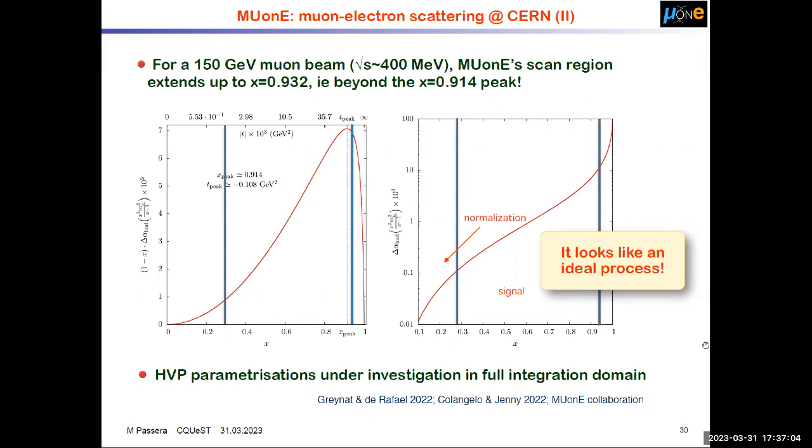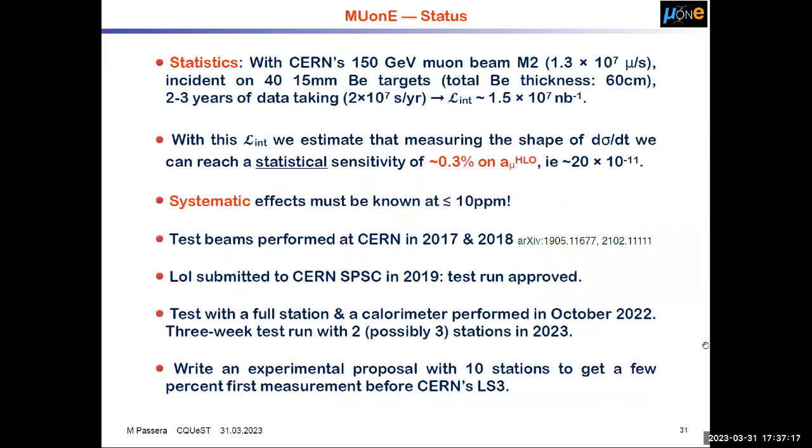So what we need to do is not an absolute measurement of the differential cross-section, but a measurement of the ratios of the differential cross-section. Otherwise, it would be completely impossible. It is still very, very hard because the precision we need is 10 parts per million. This is the estimate that we have.